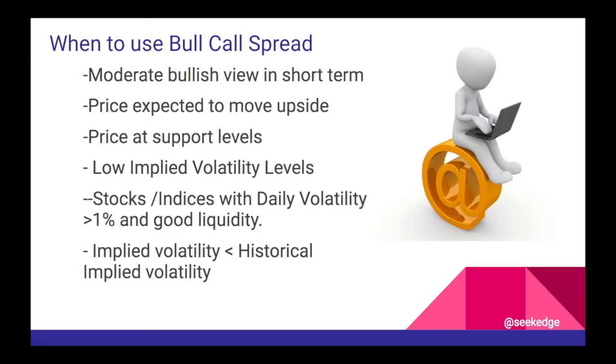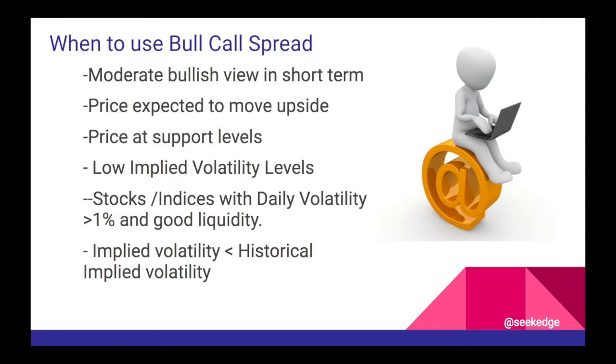When the volatility levels are low, that is, when the implied volatility is low, that is ideal for a bull call spread. But overall, the daily volatility also has to be there. If it is not volatile at all, then we will not have premiums, and it will not be attractive to do option selling or buying. So there has to be minimum volatility.